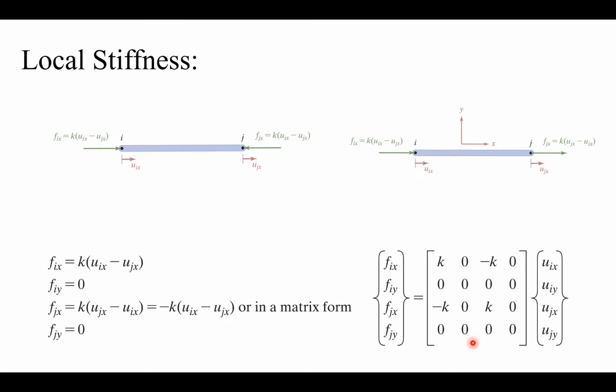You can see that the stiffness matrix, unlike the bar element, is 4x4 instead of 2x2. That's because we have 2 degrees of freedom at each node, uix and uiy: the displacement of node i in the x direction and the displacement of node i in the y direction, and the same thing for the second node. Here, because I'm showing you an element which is at 0 degrees, we don't have any displacement in y, so these 2 rows are 0. But in general, our stiffness matrix is 4x4, and we have 4 degrees of freedom in total.